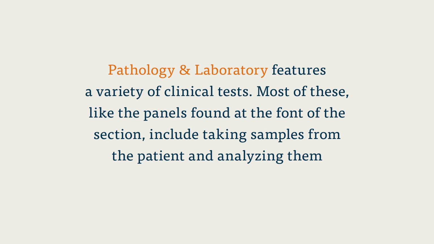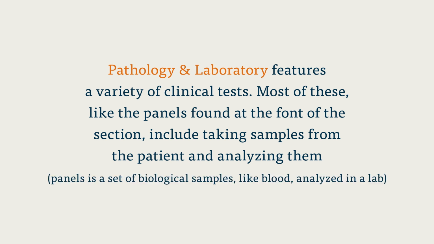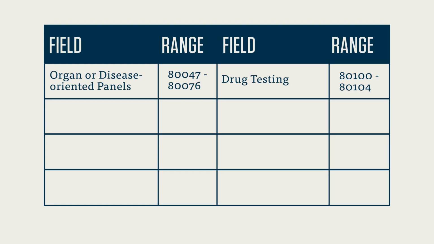Let's look at the pathology and laboratory section now. Pathology and laboratory features a variety of clinical tests. Most of these, like the panels found at the front of the section, include taking samples from the patient and analyzing them. Panels are a set of biological samples, like blood, analyzed in a lab. Here's a more detailed look at the types of tests pathology and laboratory includes and the numerical ranges they occupy.